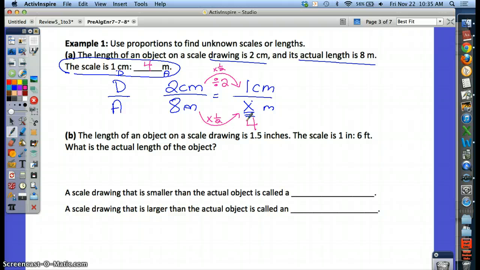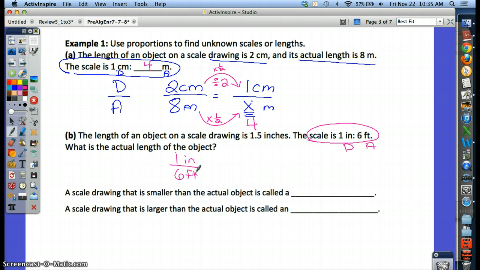The length of an object on the scale drawing is 1.5 inches. The scale is 1 inch to 6 feet. What is the actual length? So this time I gave you the scale. If they give you the scale, I always start with that. Write it as a ratio. Label your scale first. Remember, it's always drawing or model to actual. So this one was talking about a drawing, so it's drawing to actual. Let's set that up in a ratio. 1 inch is to 6 feet.